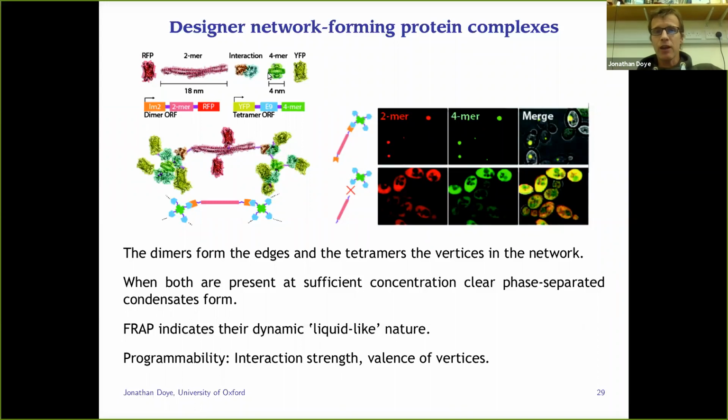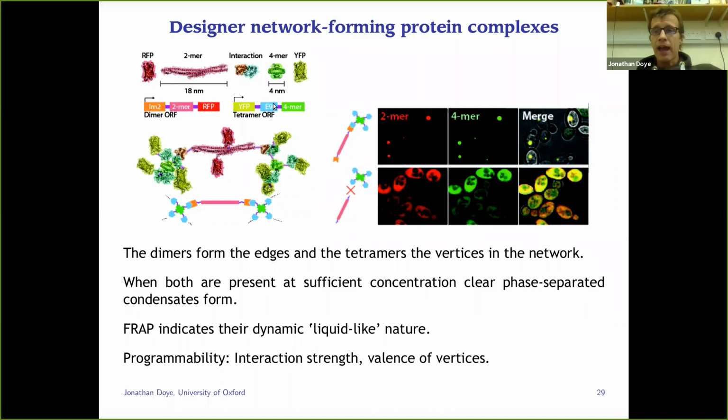So these form a vertex in our networks. The dimers form the edges in our network. As well as these proteins, they also express this IM2 domain here and this E9 domain here. And these are apparently, my biochemistry is not up to much, but these are a classical pair which form a heterodimer.